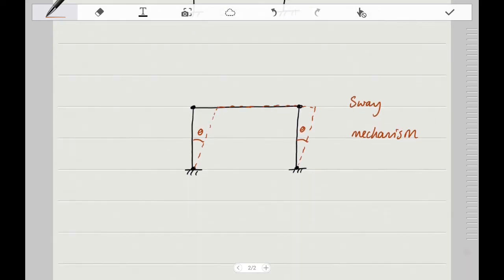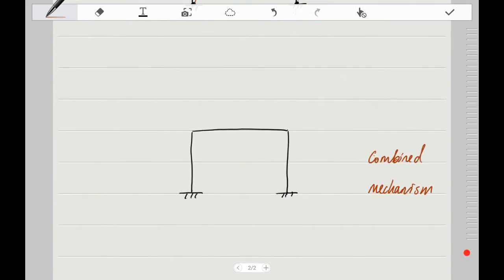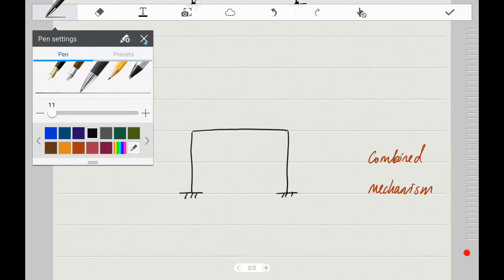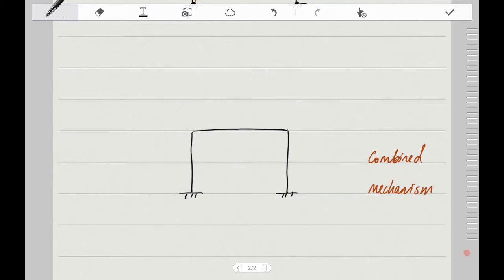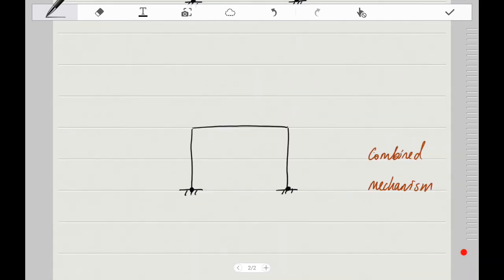Okay, finally we end up with a combined mechanism, which is what we discussed before. A combined mechanism is an interesting one. This is when your portal frame fails as a beam mechanism and as a sway mechanism. That happens when you generate plastic hinges in your 2 supports, a plastic hinge in this top right corner, and one under the load.